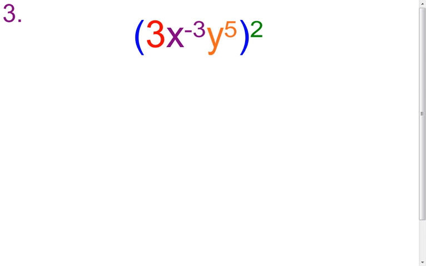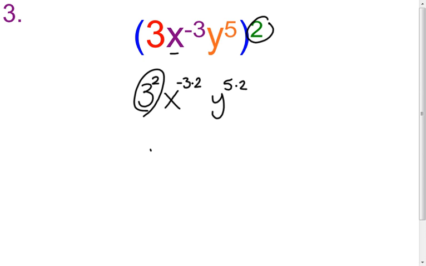All right, so here I'll kind of try to write these out a little bit shorter now. This is really 3 squared, and then x to the negative 3 times 2, because I only see one base and I'm raising it to a power out here, and y to the 5 times 2. So 3 squared is 9, x to the negative 3 times 2 is negative 6, y to the 5 times 2 is 10. You may not leave negative exponents in your answer.